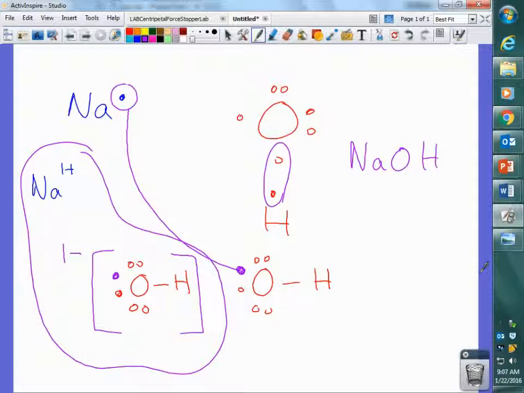Okay? Is that a molecule? Eric says no, he's right. Why is that not a molecule? Somebody else tell me why Eric's right. NaOH is not a molecule. Why not? Because there's not more than one. What else? Austin, what were you going to say?